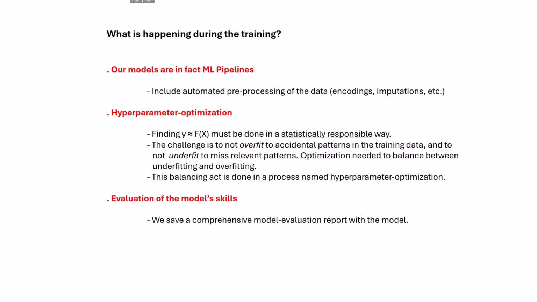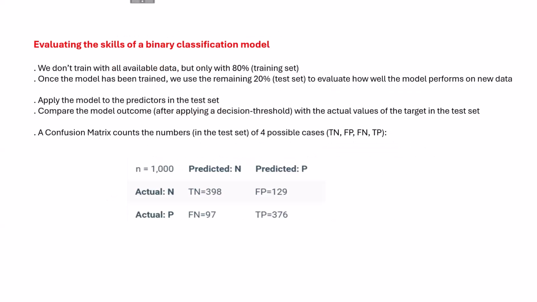At the end, we will also evaluate the model's skills very comprehensively. We produce an evaluation report, which you will see in a minute. But in order to understand this evaluation report, I have to explain two things. One is when we use data for training a model, we don't really train it on all the data. We train it only on 80% of the data. And once the model has been trained on these 80% of the data, we will test how well the model performs on the remaining 20% of the data. We can do that because, of course, we have the values of the target column in these remaining 20%. And all we have to do is compare the model predictions for this test set with the actual values of the target column.